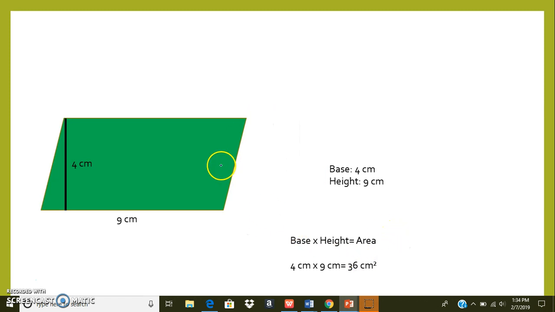So the area, we're going to do the same way as we did before. So we're using the same formula, and we just move these down. So we plug them into the formula, base times height. So we have 4 centimeters times 9 centimeters. And when you multiply that, you get 36 centimeters. And since we are doing area, which is measured in square units, we can't forget our centimeters squared.